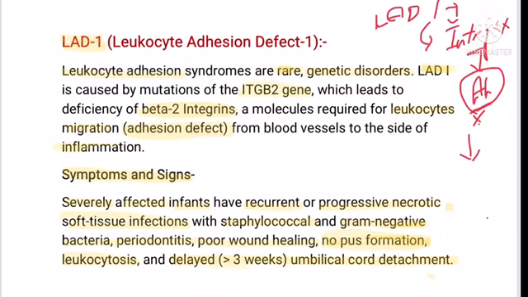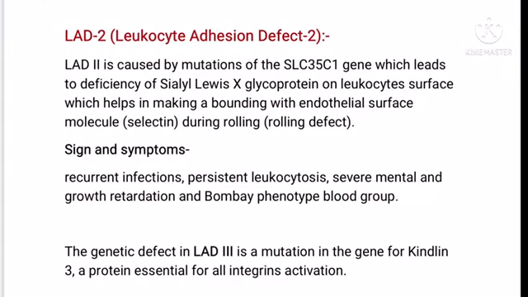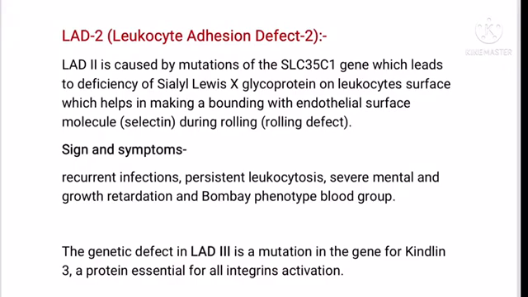If you have any question, and if they give delayed umbilical cord detachment, you must think about LAD 1. Another one is LAD 2. So what defect can we see in LAD 2? In case of leukocyte adhesion defect 2, there is a mutation of the SLC35C1 gene, which leads to deficiency of CLI Lewis X.